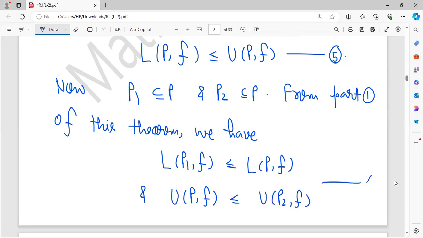Let's understand it again. Once a partition is contained in another partition, the smaller partition has fewer points. Suppose P1 and P are partitions with P1 contained in P. Then the lower sum increases and the upper sum decreases, because P2 is contained in P. The upper sum corresponding to the larger partition will be less than the upper sum corresponding to the smaller partition. So this is equation number 6.